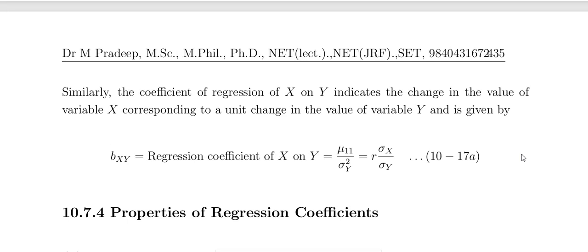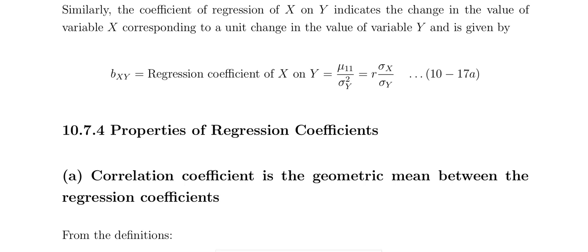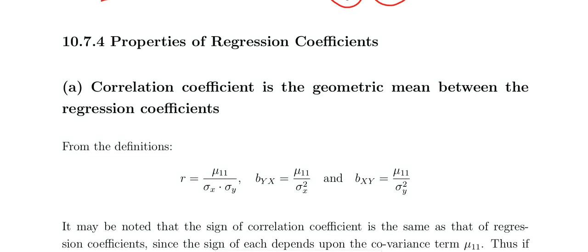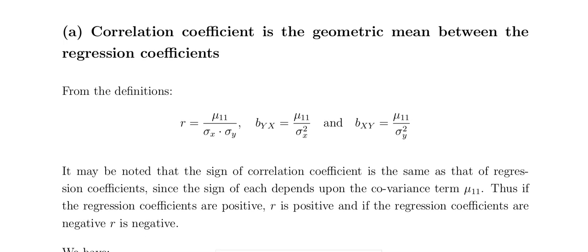Similarly, the regression coefficient of x on y is called bxy. Once you write the x on y formula, you can take that coefficient, that is r sigma x by sigma y, that is mu11 divided by sigma y square. Here mu11 means r into sigma x into sigma y. So the properties of the regression coefficient like that, they will ask as a standard question; the chance of getting a problem is very low.